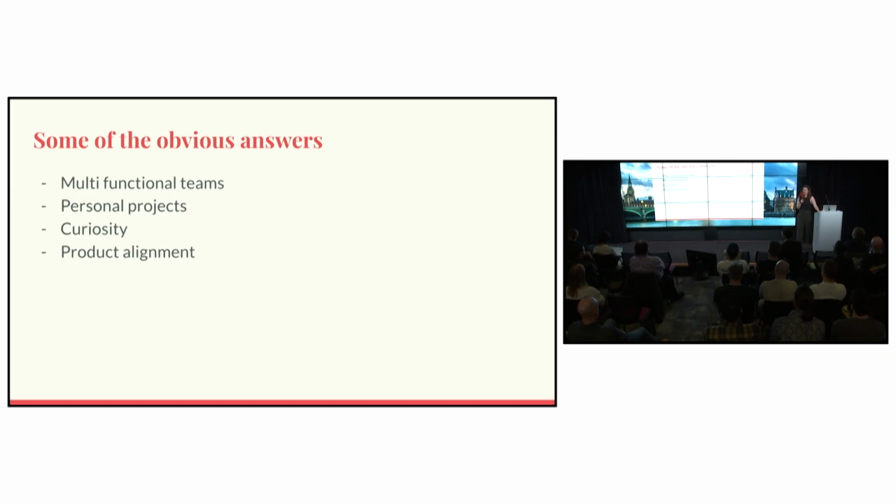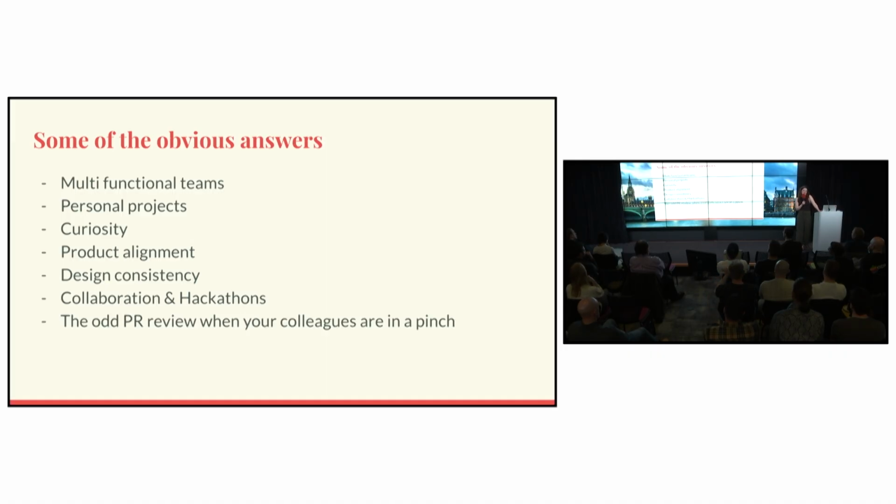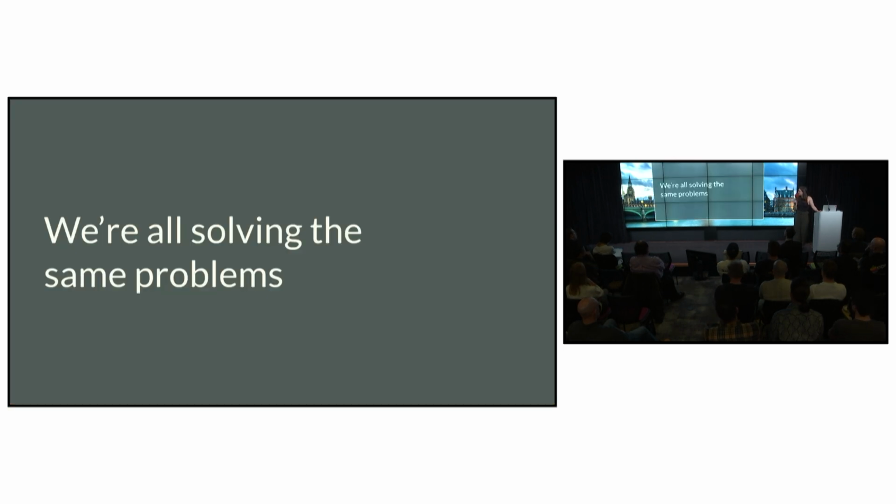Product alignment, which kind of comes into design consistency, the next one, so it's sort of how can you align both platforms? Maybe if you know a little bit, you can do that a bit better. Collaboration and hackathons. And maybe the odd PR review if you're in a really tiny team and the entire Android team, bar one, go on holiday. But I have a slightly less obvious answer, which I will get to in a second. So we're all solving the same problems. What are those problems? I hear you yell.